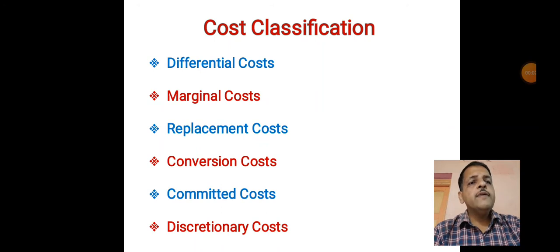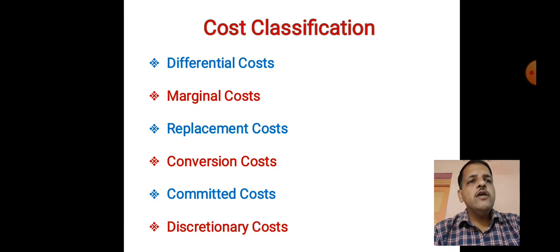Let us see conversion cost. Conversion cost is the cost of converting raw material into finished goods. Whenever we convert raw material into finished goods, we have to incur costs like direct labor, direct expense or manufacturing overheads. They all are known as conversion cost.